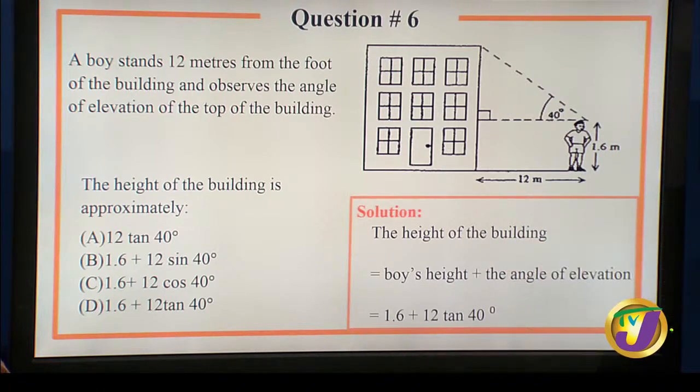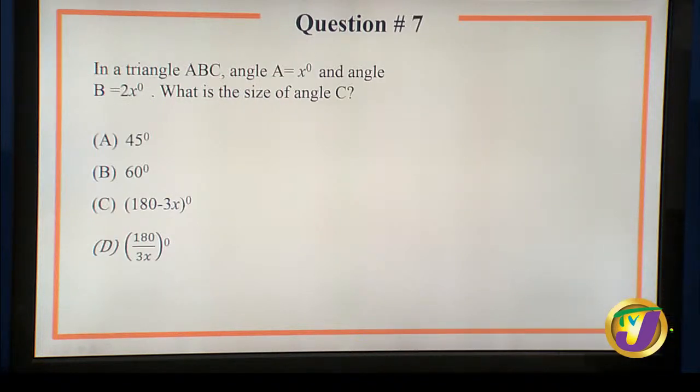And so the boy's height added to the height represented by the trig ratio that you have identified would give us 1.6 added to 12 tan 40 as the height of the building. Yes, that is correct. Not bad. But what is required is that we pay attention to the information that is given and read all of the question in order to fully be able to answer it.